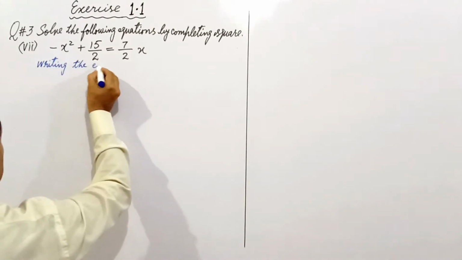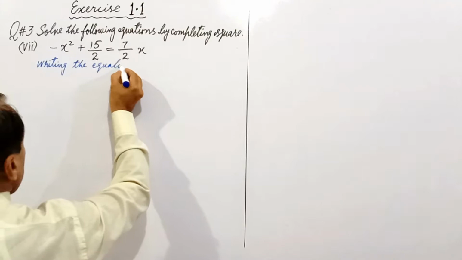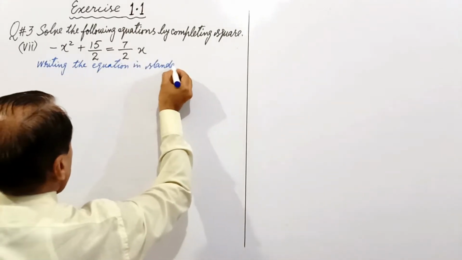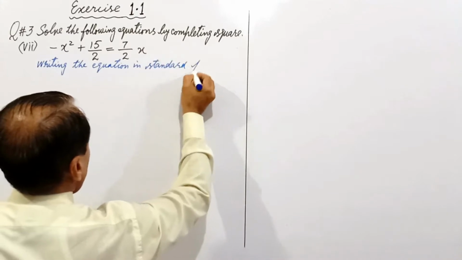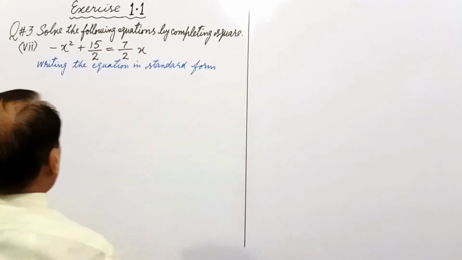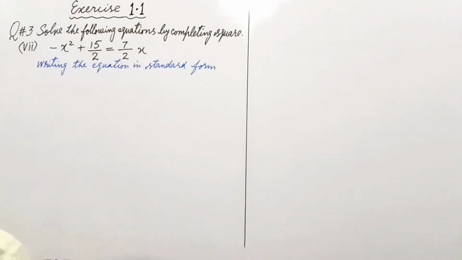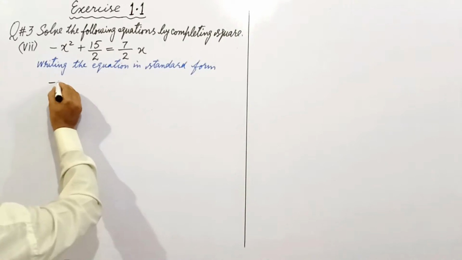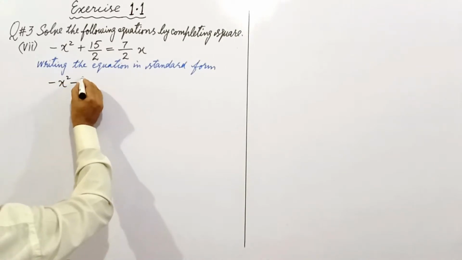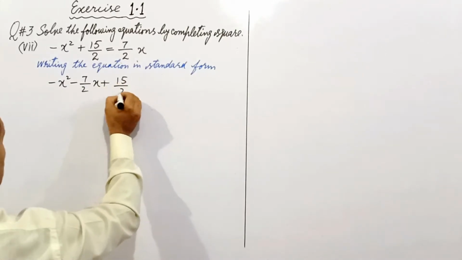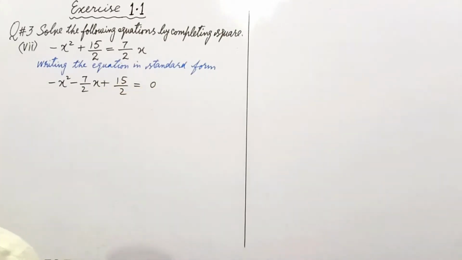Writing the equation in standard form. We take this value 7 over 2x to the left hand side. We have minus x square minus 7 over 2x plus 15 over 2 is equal to 0.